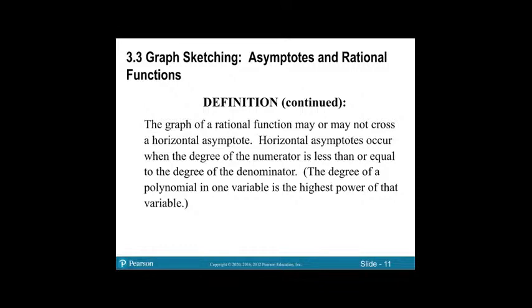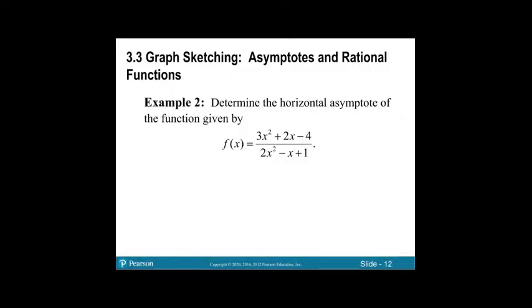So it says determine the horizontal asymptote of the function. Notice the degree of the numerator here is 2. The degree of the denominator is 2. So that means that they're equal. The horizontal asymptote should be the ratio of the leading terms. Now to solve this, we're going to factor out x squared from every term, right? We want to consider the limit as x goes to infinity of this function.